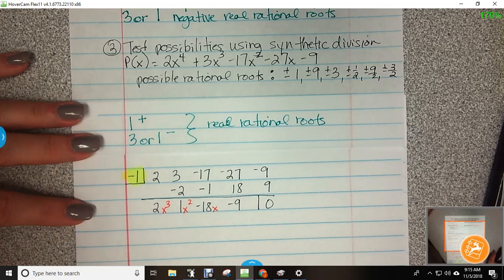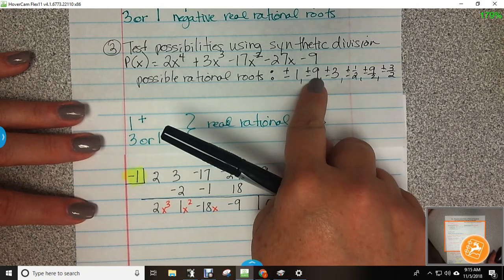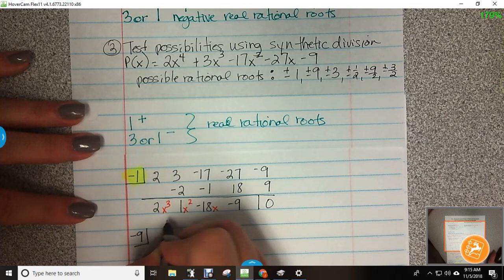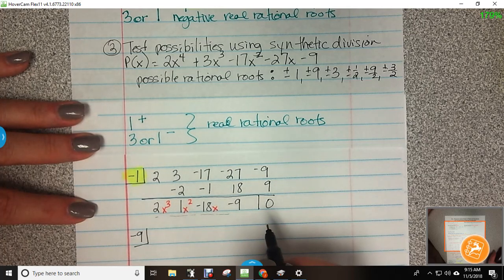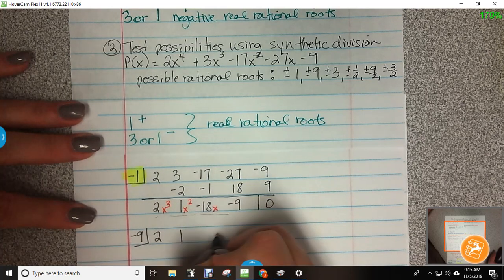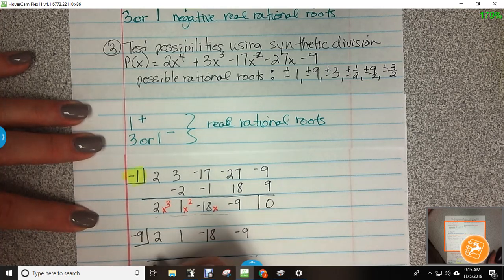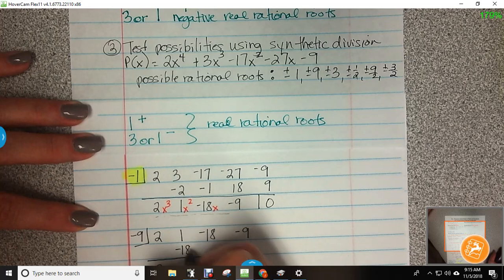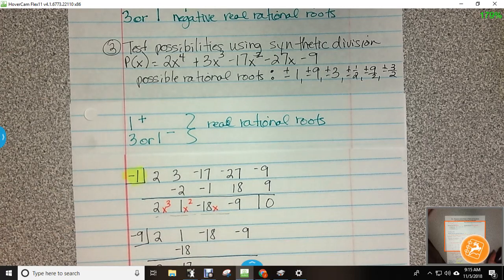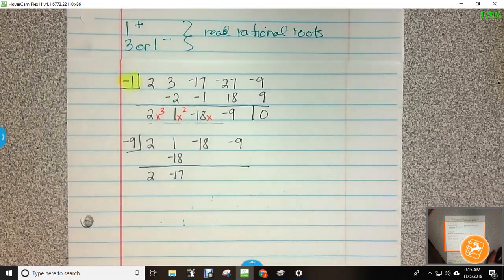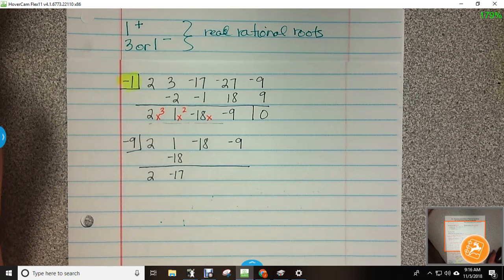So let's go ahead and test another negative. How about we test, let's test -9 just because it's listed next. Okay, so if I test a -9, I'm going to use these coefficients for my depressed polynomial. So 2, 1, -18, and -9. So that's a 2. Ooh, and we got big numbers here. I've got to do -9 times -17. I have a feeling these numbers are going to be way outside the range I need.